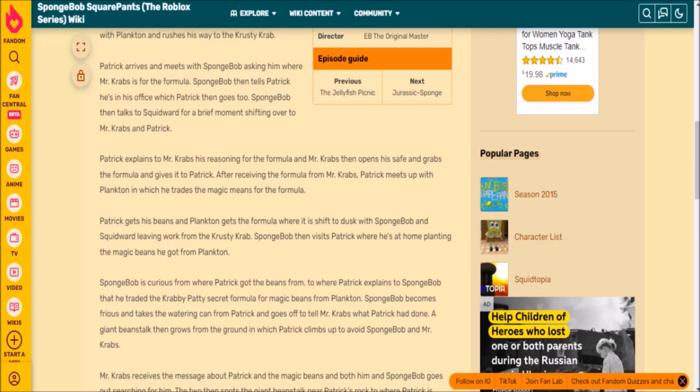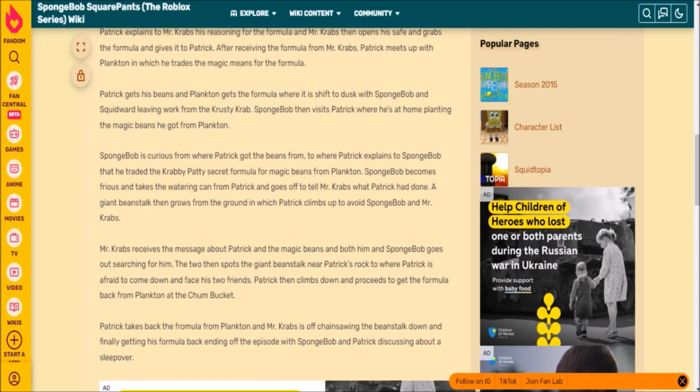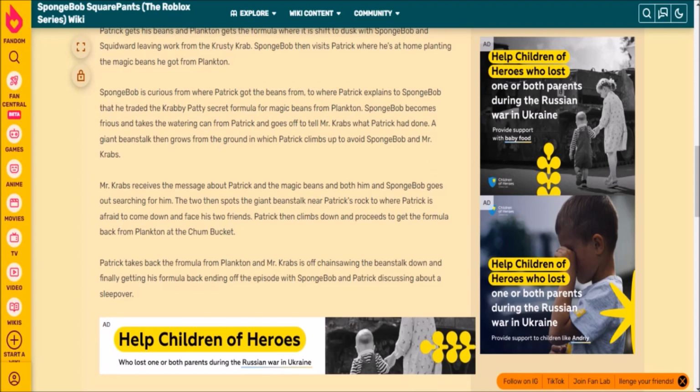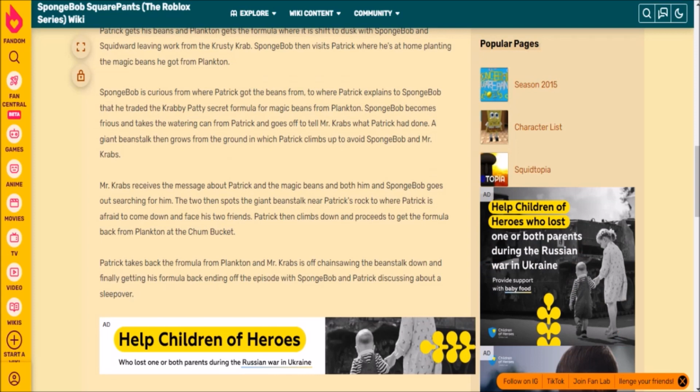Magic beans for the formula. Patrick gets his beans, and Plankton gets the formula, where it is shifted to dusk, with SpongeBob and Squidward leaving work from the Krusty Krab. SpongeBob then visits Patrick, where he's at home planting the magic beans he got from Plankton. SpongeBob is curious from where Patrick got the beans from, to where Patrick explains to SpongeBob that he traded the Krabby Patty secret formula for magic beans from Plankton.